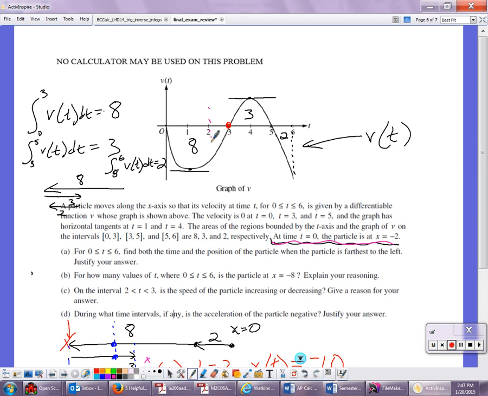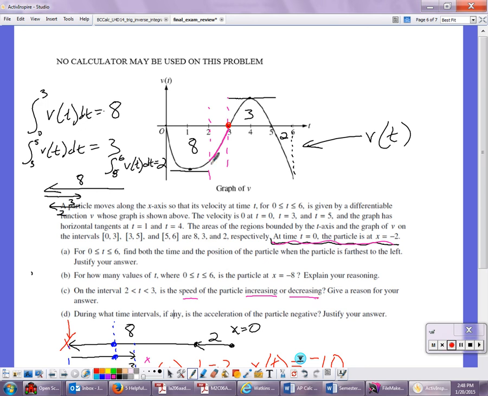So we're looking at between 2 and 3. So right in here, that whole time it's less than 0, right? Up to 3, not including 3. It's less than 0, so you think, oh, the speed is negative. But that's not what they ask. They say, is the speed of the particle, not negative or positive, but increasing or decreasing? That is, is it getting bigger or is it getting smaller?